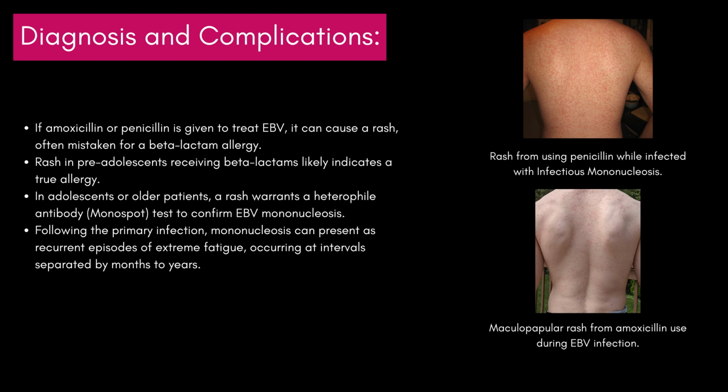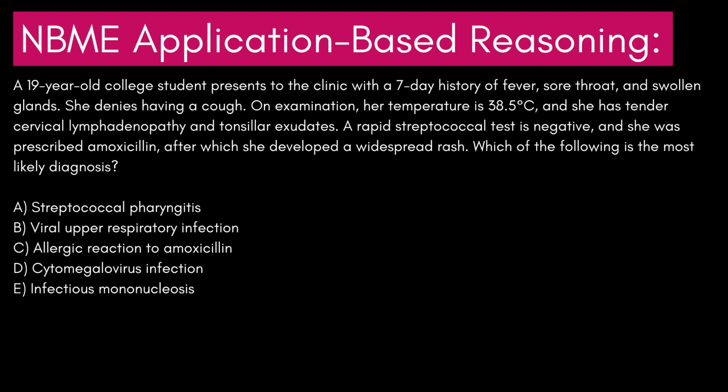All right, guys, now that we have covered all of the content, let's go ahead and take a look at some questions to review the knowledge you have gained so far. A 19-year-old college student presents to the clinic with a 7-day history of fever, sore throat, and swollen glands. She denies having a cough. On examination, her temperature is 38.5 degrees Celsius, and she has tender cervical lymphadenopathy and tonsillar exudates. A rapid streptococcal test is negative, and she was prescribed amoxicillin, after which she developed a widespread rash. Which of the following is the most likely diagnosis?